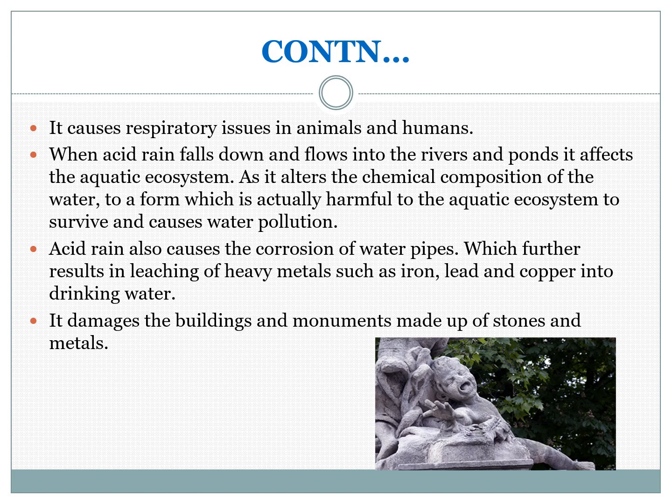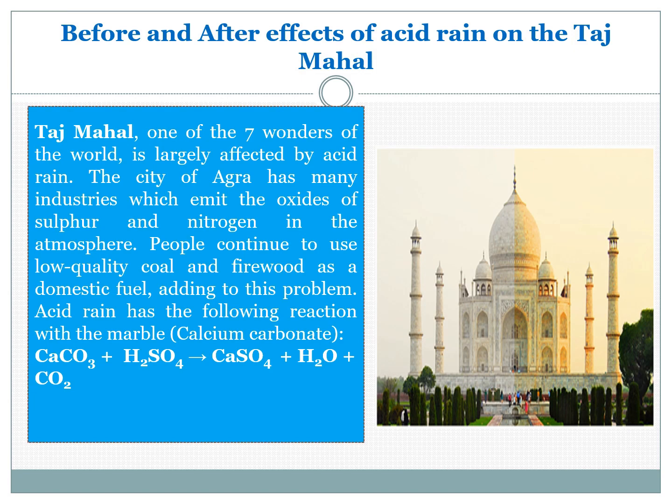And acid rain also damages buildings and monuments which are made of stones and metals. The best example of monument destruction due to acid rain is the Taj Mahal. We know that the Taj Mahal is one of the 7 wonders of the world, which is being largely affected by acid rain. The city of Agra has many industries which emit oxides of sulfur and nitrogen into the atmosphere. People residing in and around Agra use low quality coal and firewood as domestic fuel, which emits nitrogen oxides and sulfur oxides.